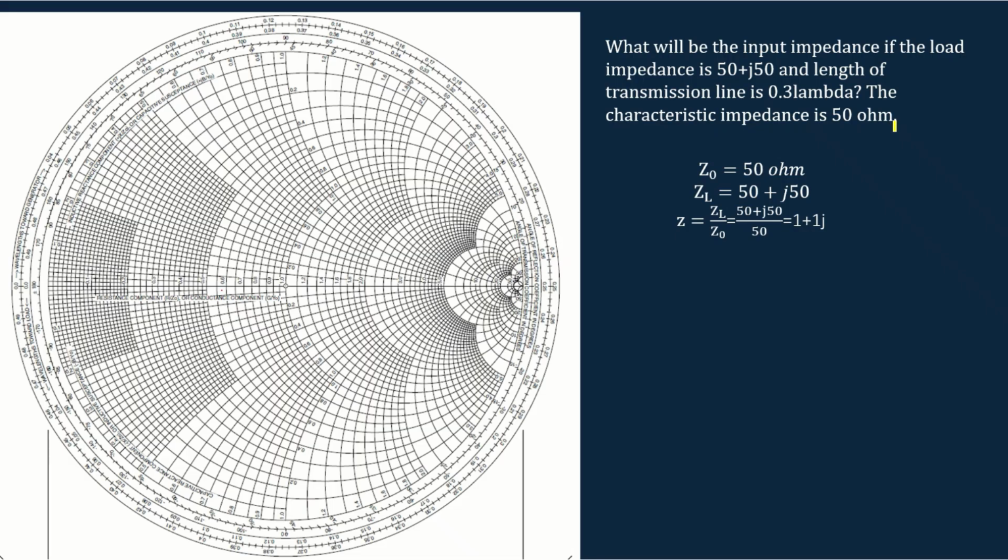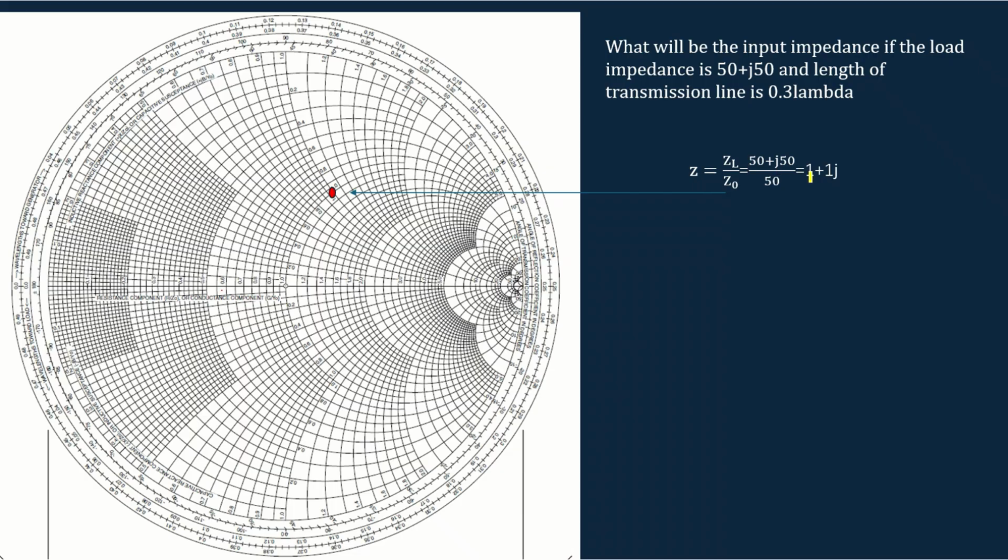So when you are dealing with the Smith chart, first of all, whatever impedance you are given has to be normalized. So you get ZL as 50 plus J50. So the first step is to normalize this impedance. Normalize means ZL divided by Z0. Then you will get the value as 1 plus 1J. So this is the first step.